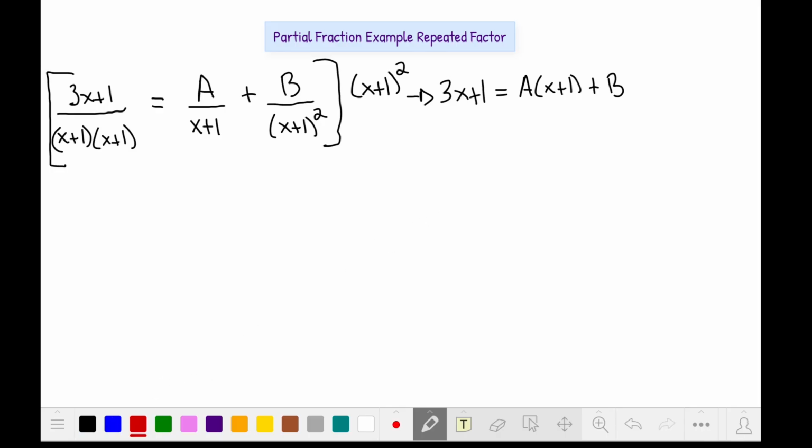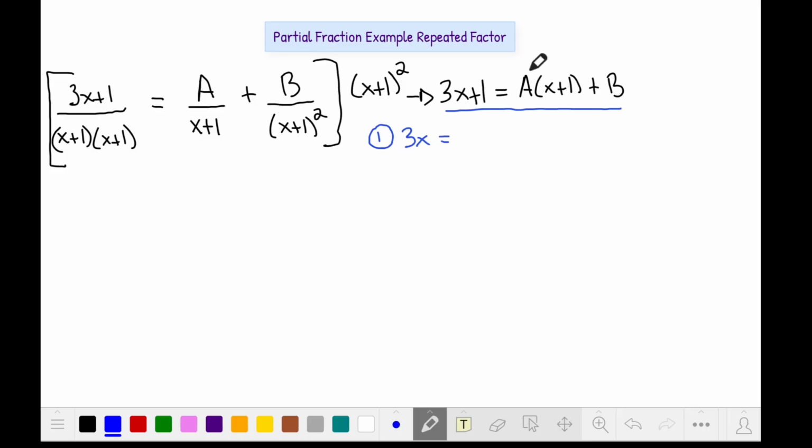Next, we break up this expression right here into 2 different expressions. So expression number 1, which is the x's, so we're going to have 3x on the left-hand side, or all of the x's.